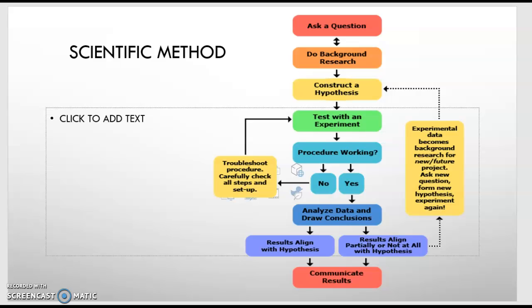After we draw conclusions, our results are either going to support our hypothesis, agree with what we had said, or our results will not agree with our hypothesis. Either way, we take our results, our data, our conclusions, and we communicate our results. Now, there's several different ways that we can communicate results.